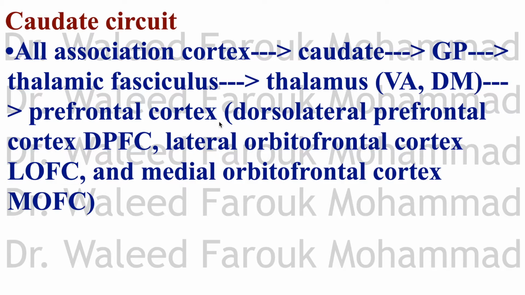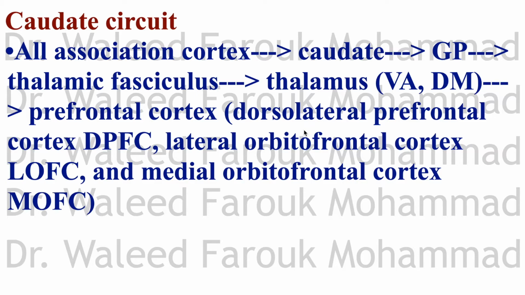Okay, the caudate circuit. The caudate is an association nucleus, i.e. it receives from all association cortex of the cerebral hemisphere, and that's why it's comma shaped, to collect all the fibers coming out of the association cortex. It projects to the caudate nucleus, then from it to the globus pallidus, through the thalamic fasciculus to the thalamus, ventroanterior and mediodorsal or dorsomedial nucleus, and back to the prefrontal cortex.